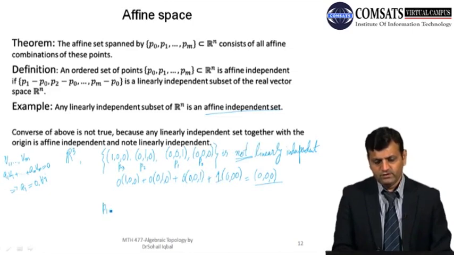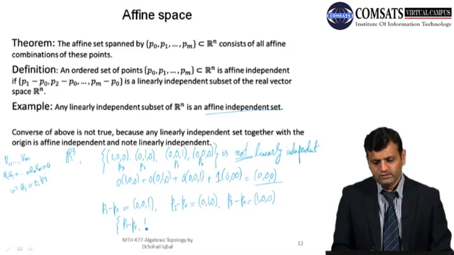So let's calculate what is p1 minus p0. Of course this is the same point 0 0 1, and now let us calculate what is p2 minus p0. So this is equal to 0 1 0, and what is p3 minus p0, so this is equal to 1 0 0. So in this case the collection p1 minus p0, p2 minus p0, p3 minus p0 is basically equal to the set 0 0 1, 0 1 0 and 1 0 0.